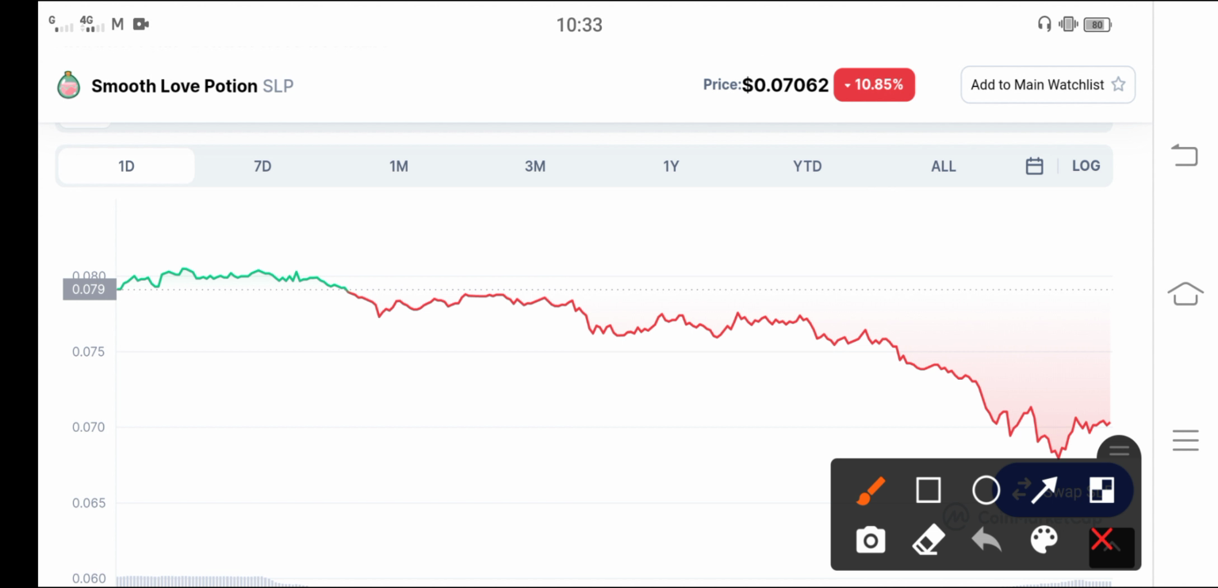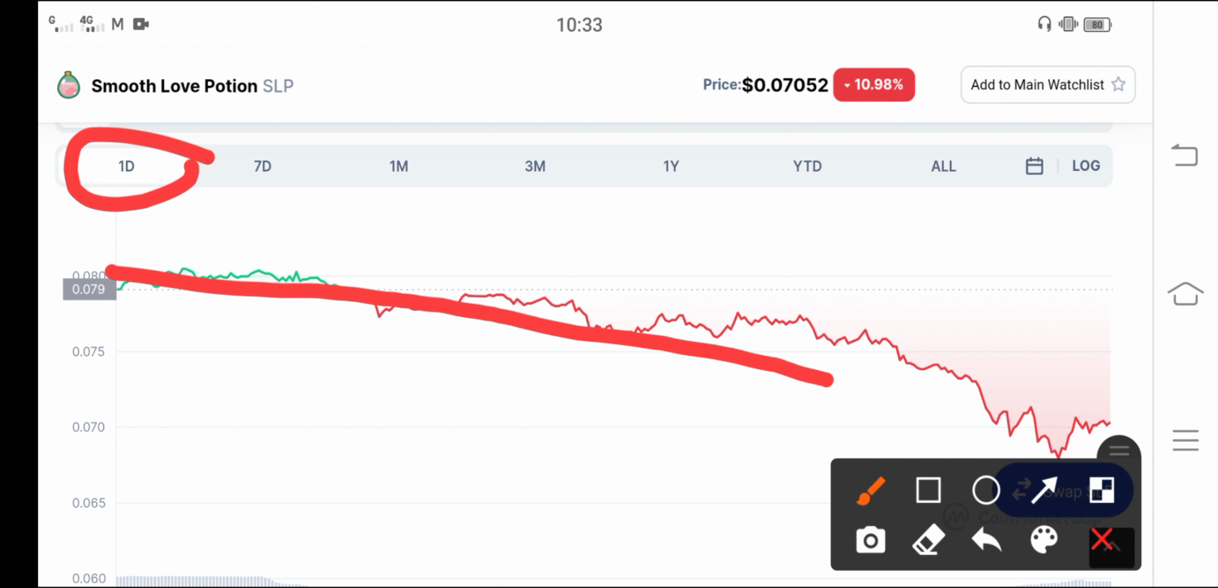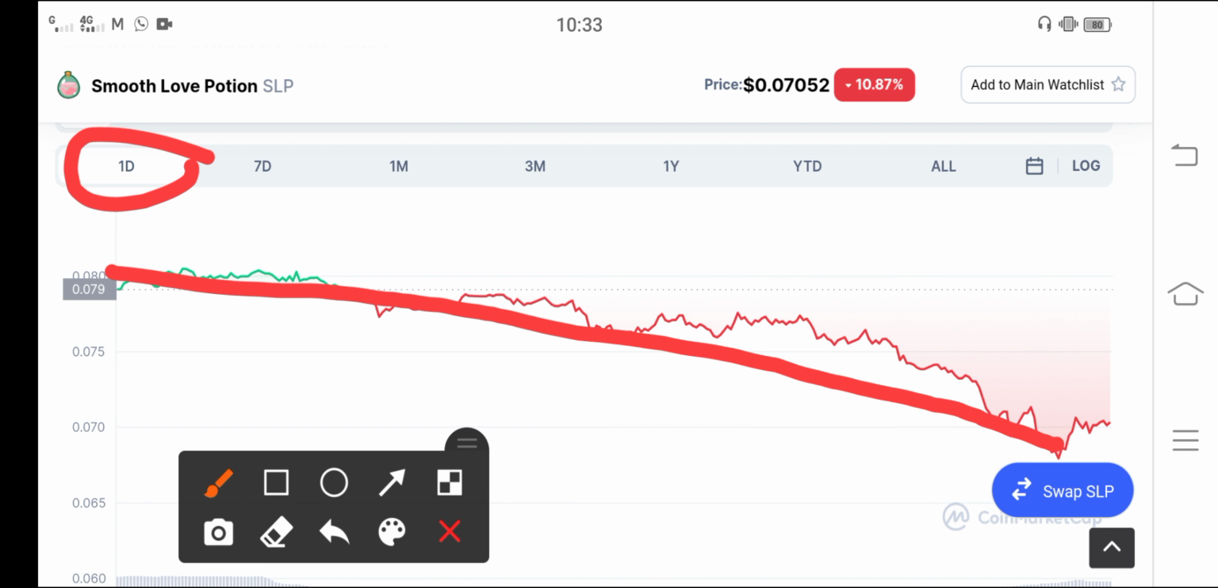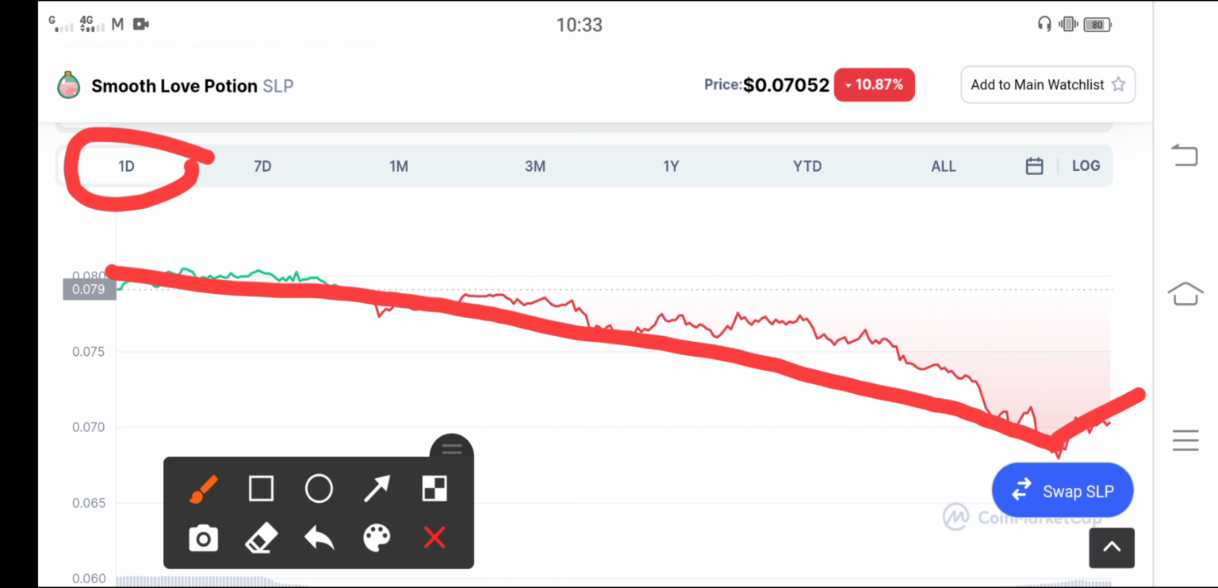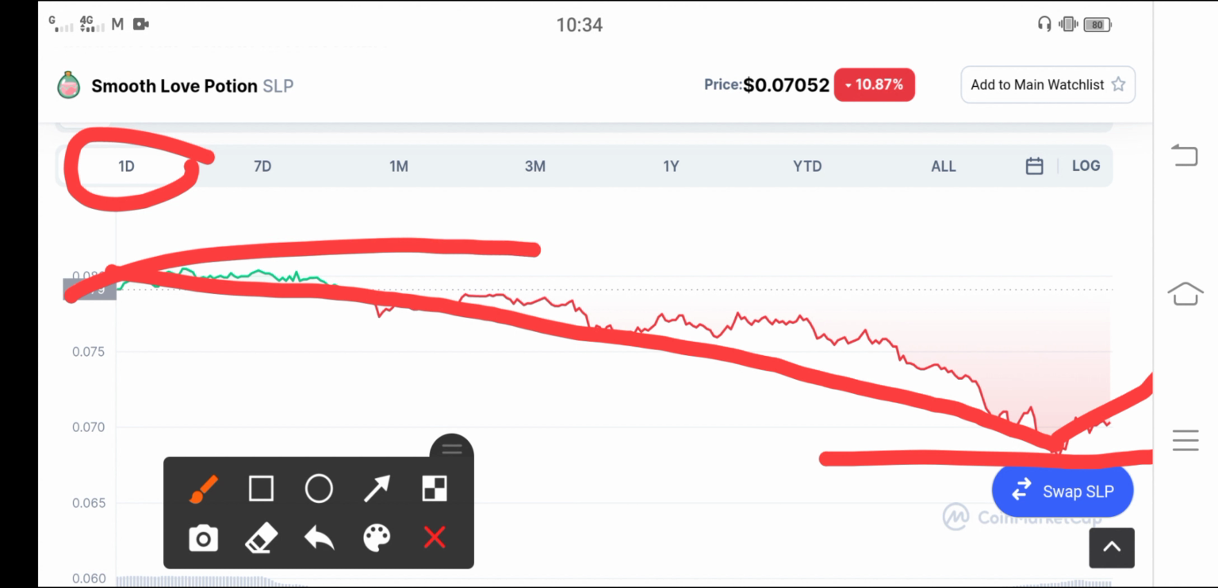Furthermore, guys, if we study the price chart, you can see here that this is the last 1 day price chart, and I think the SLP coin price is completely going into the lows. You can see here completely, and now at the last SLP started jumping, guys. You can see from here there is a support line and there is a resistance line.